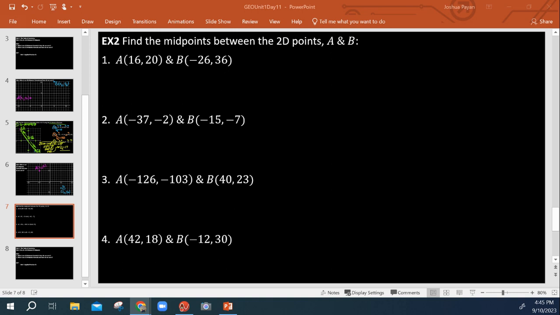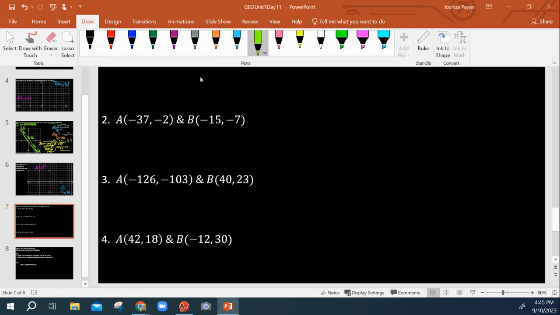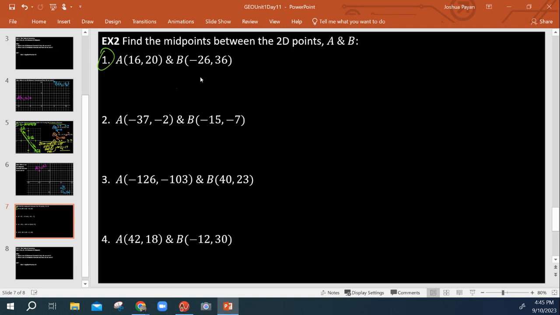All right, so in this video, we're just going to go over some examples of how to calculate midpoints between two-dimensional points. Right, so here in this first example, I'll go ahead and draw us a little rudimentary picture real fast. So let's say here's our XY Cartesian plane, and we are at 16 by 20.